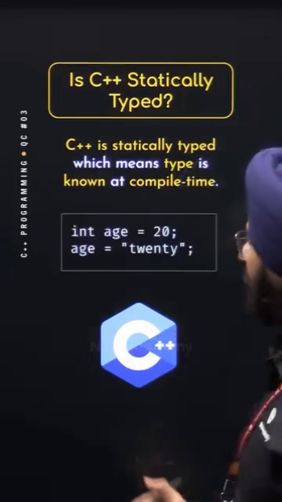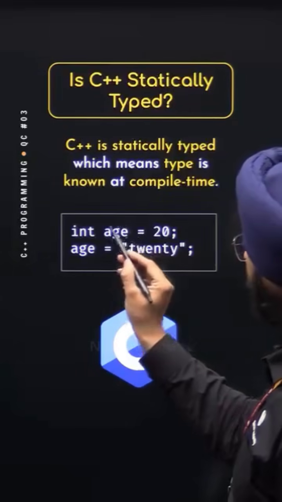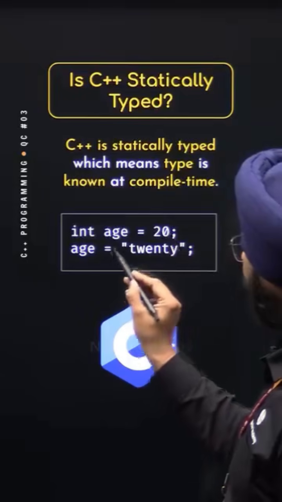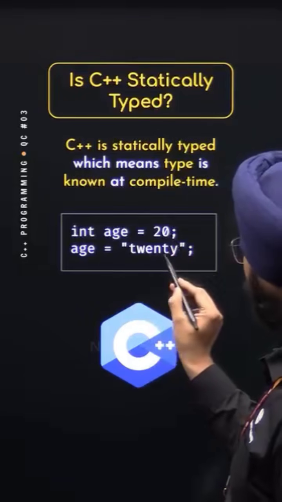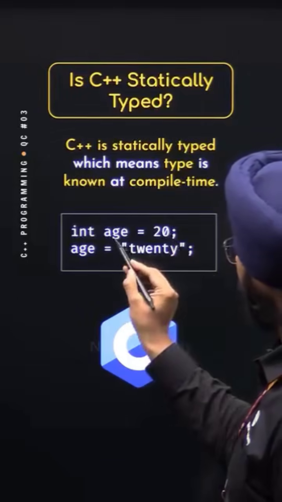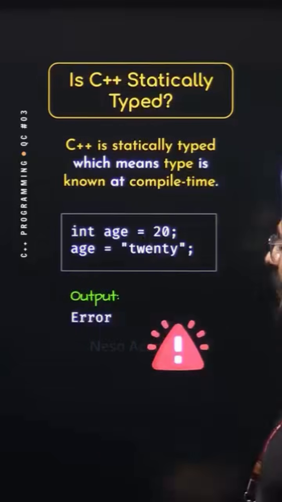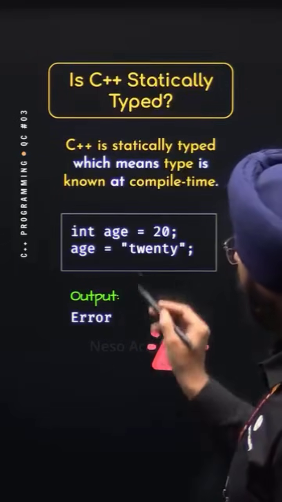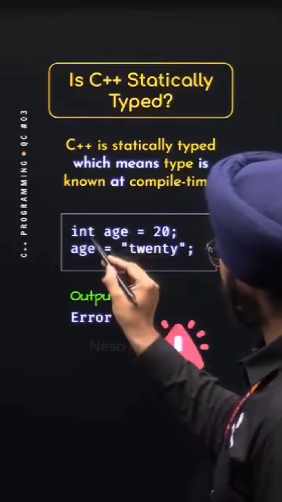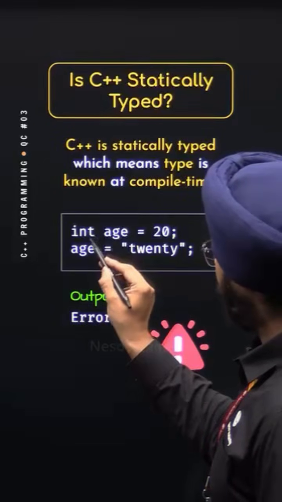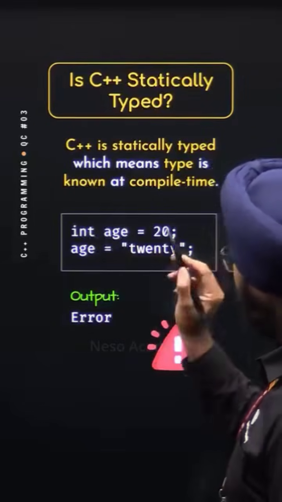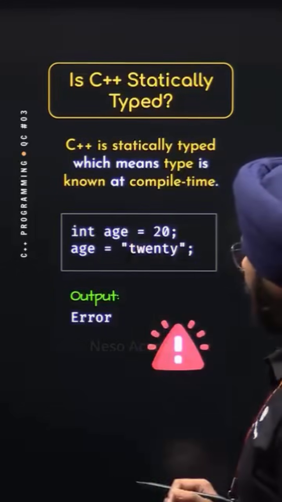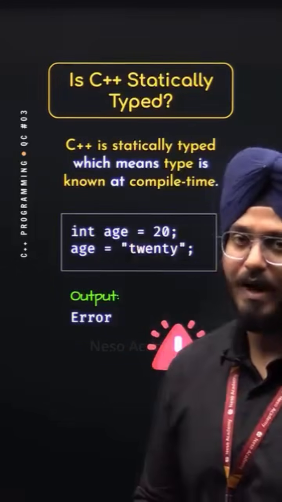it. For example, here I have defined this variable age of type integer. Therefore, this variable can hold an integer value. But if we try to assign a different kind of value, let's say a string to this variable, then we will get error from the compiler. We are getting error from the compiler because compiler already knows the type of this variable. This variable is of type integer, therefore it can only hold an integer value. If we try to assign a different kind of value to it, then compiler will throw an error.